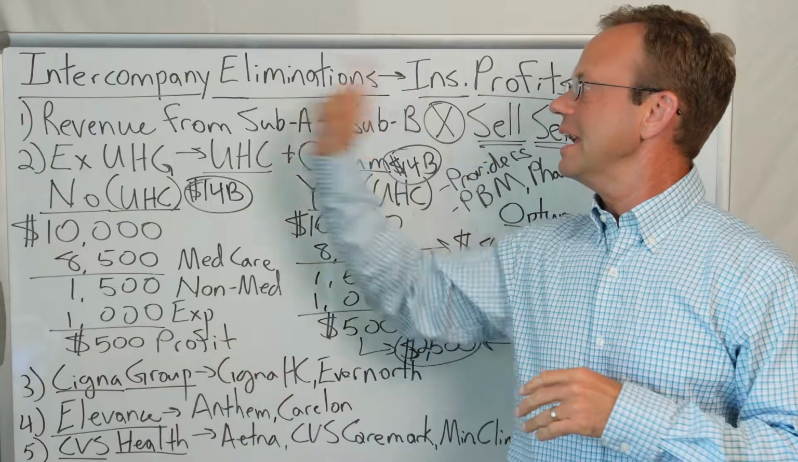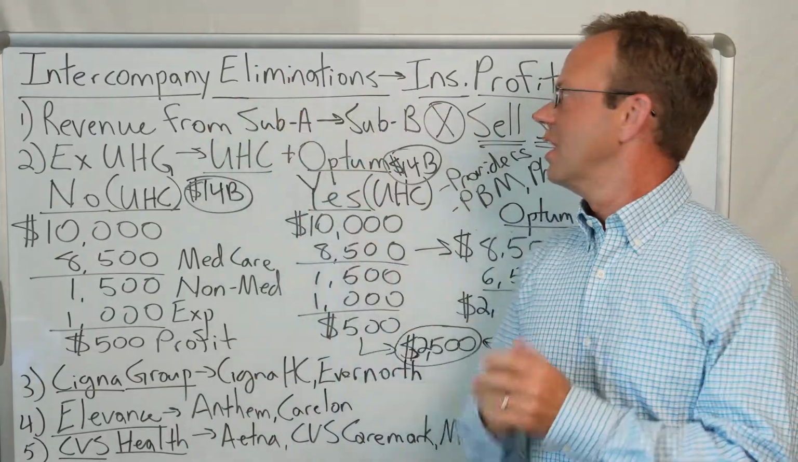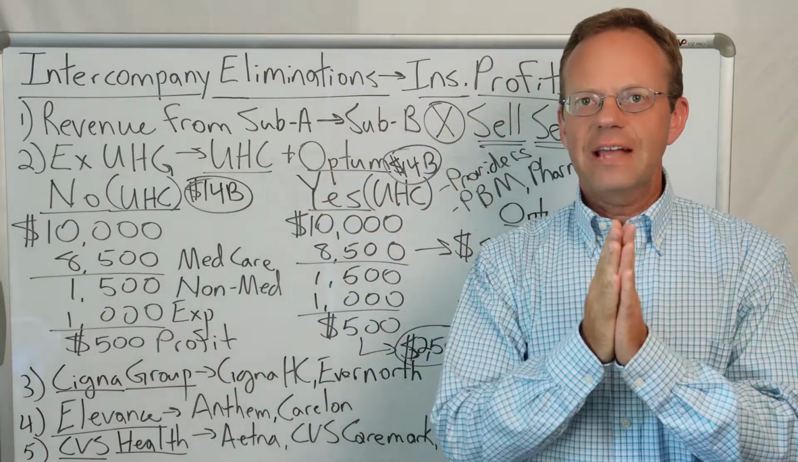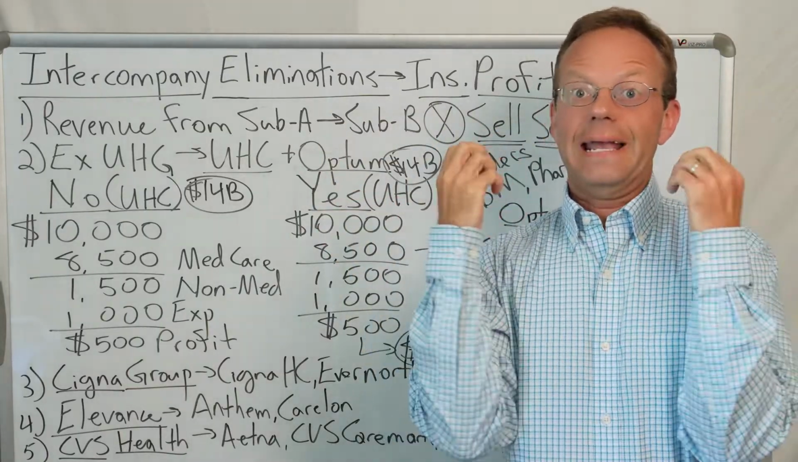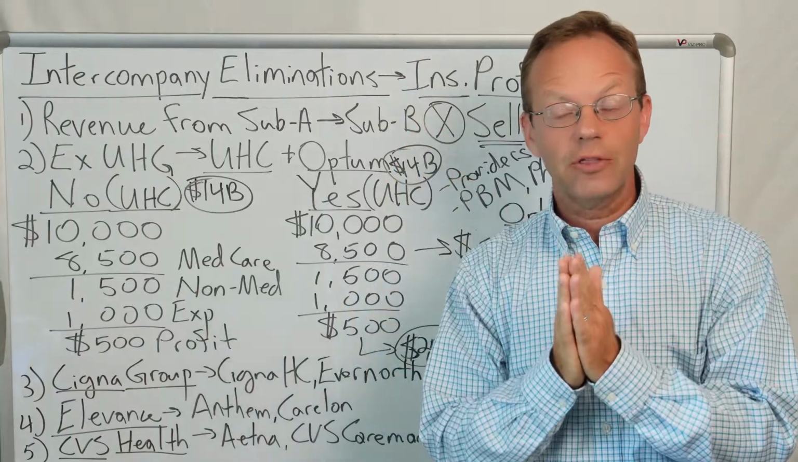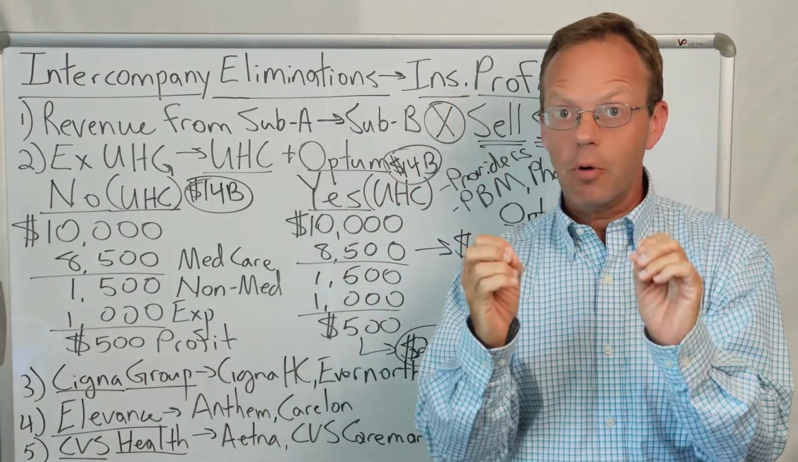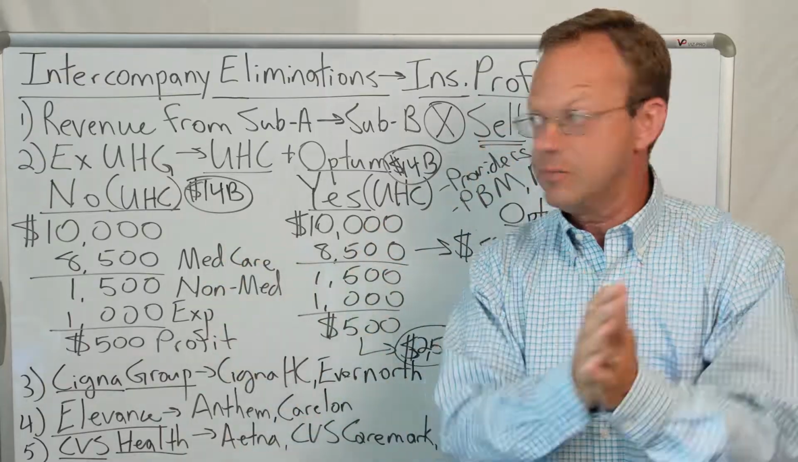Today's topic is intercompany eliminations, the secret to insurance carrier profits. That's right, today I'm going to go over some accounting. Because we talk about healthcare finance here on A Healthcare Z, we have to talk about accounting, but this is super important. It involves numbers, so please pay attention.